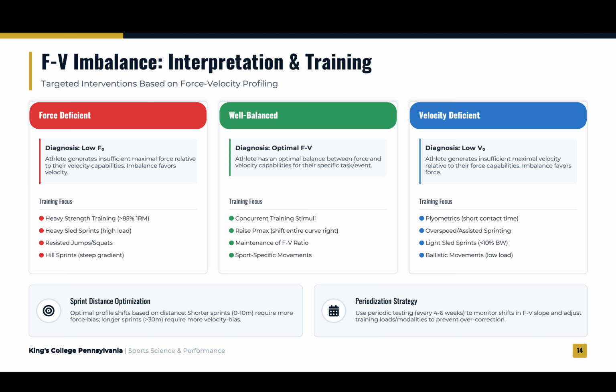The sprint distance optimization, the optimal profile shift based on distance. Shorter sprints, 0 to 10 meters, require more force bias, as longer sprints, more than 10 meters, require more velocity bias. How do you use this in the periodization strategy? You use periodic testing every 4 to 6 weeks to monitor shifts in the force velocity slope and adjust training loads and modalities to prevent overcorrection.